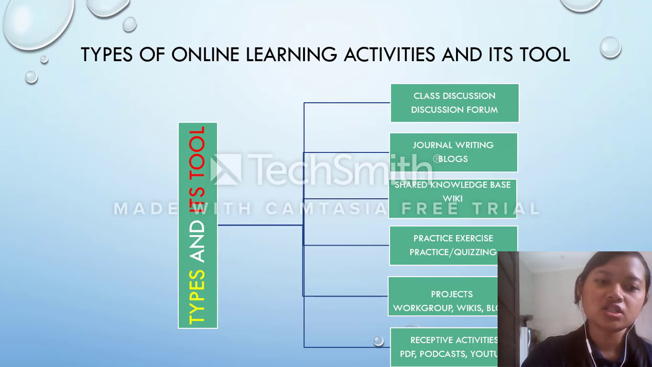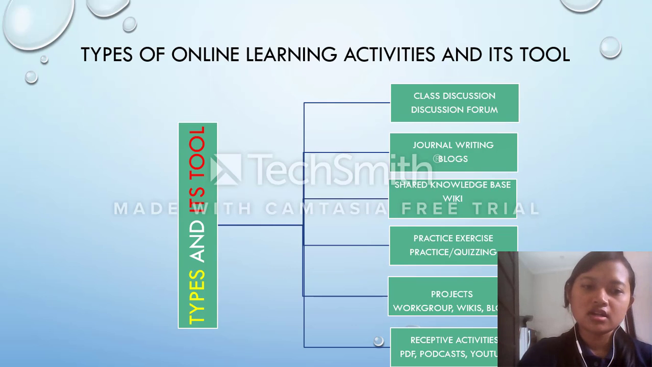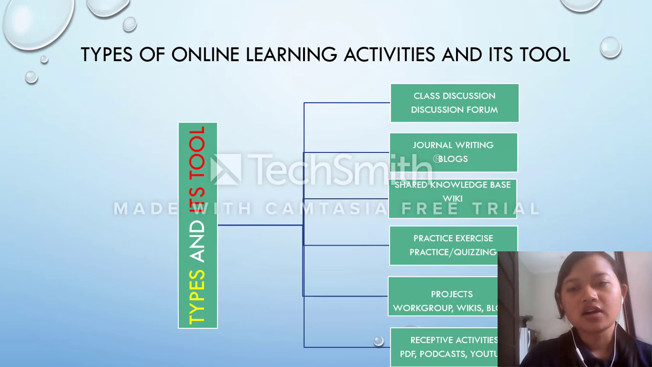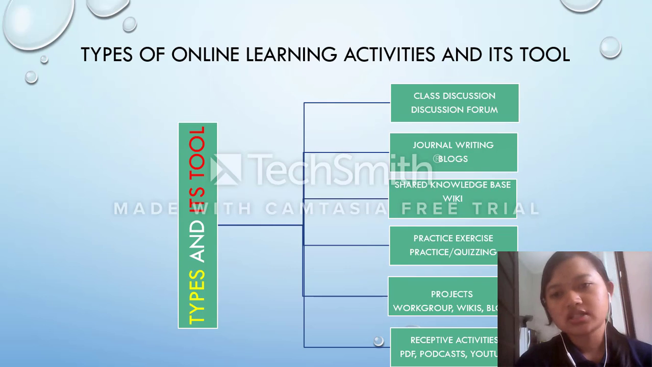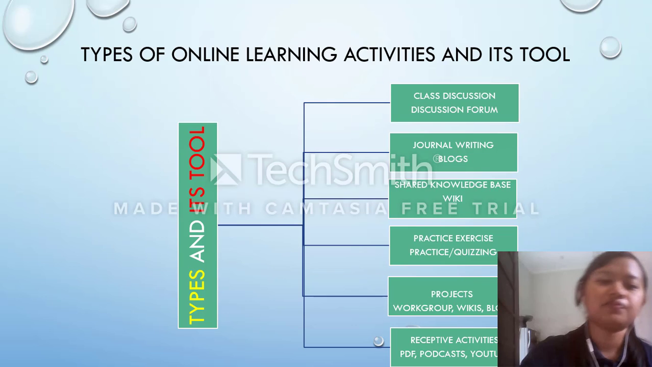And the second is journal writing. Journal writing is the process of recording personal insights, reflections, and questions on a science or personal topic. The tool that can be used is blogs.